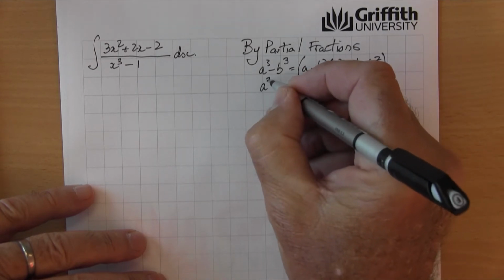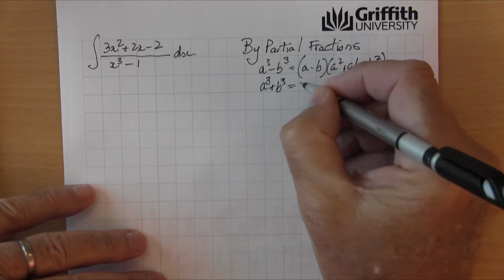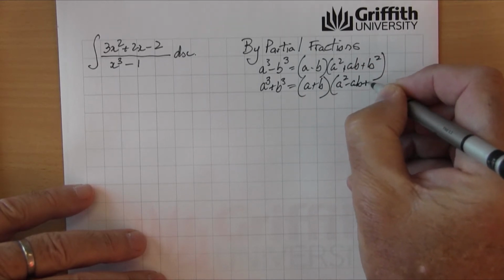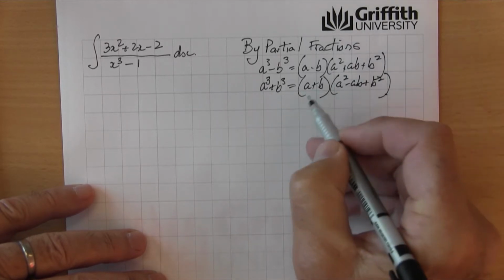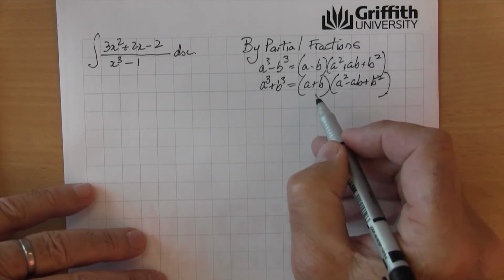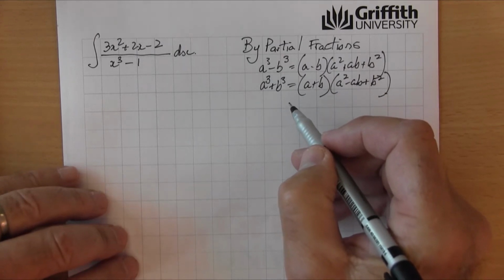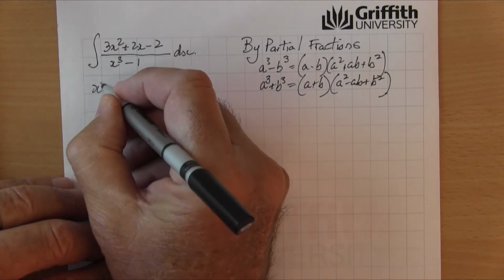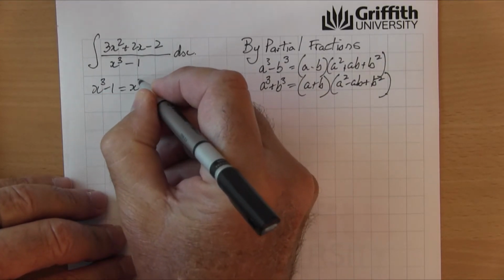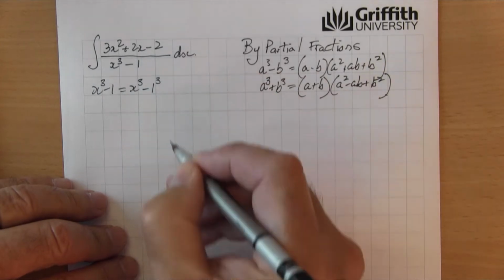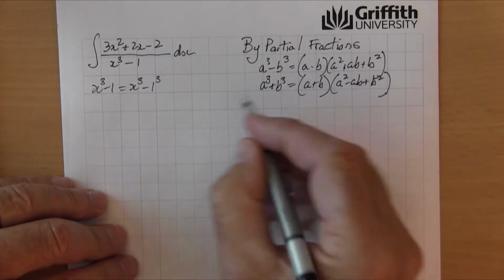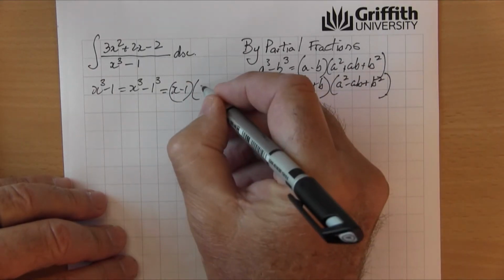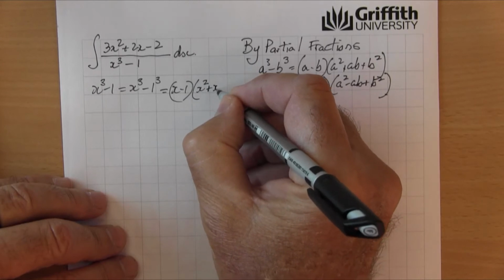You also should know that the sum of two cubes factorises to a plus b times a squared minus ab plus b squared. You can verify those by multiplying the two factors out, and you should get the left-hand side. So here we've got x cubed minus 1. Now x cubed minus 1 can be written as x cubed minus 1 cubed. And so using this pattern, it's equal to x minus 1 outside of x squared plus x plus 1.